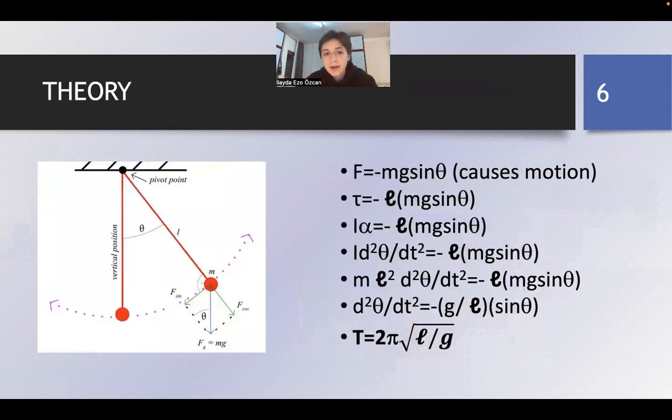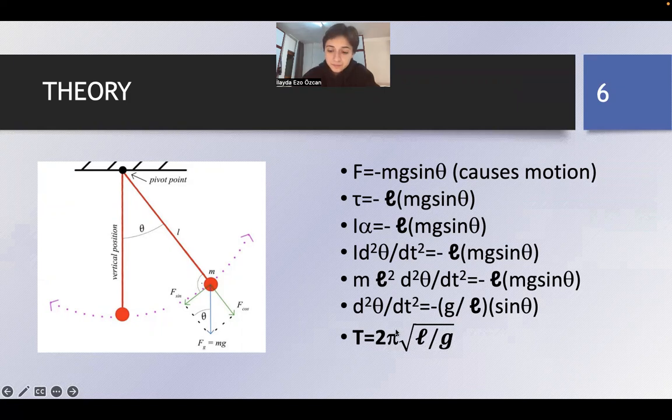This is the theory behind my experiment. You can see that there is only one force acting on this mass, which is the gravitational force. This component does not cause any motion, but in this direction there is motion, and we can calculate it by using the torque equation. When we rearrange this formula, we get the main formula for the simple pendulum that we will use in calculating the g value.